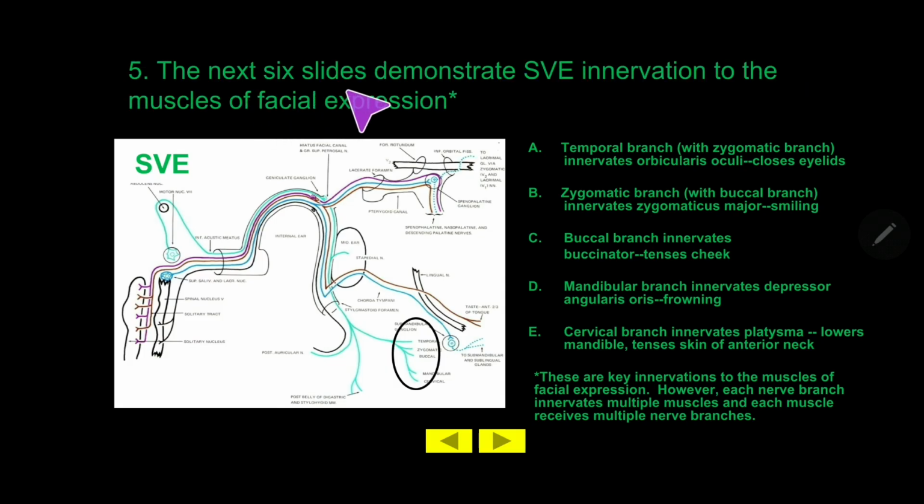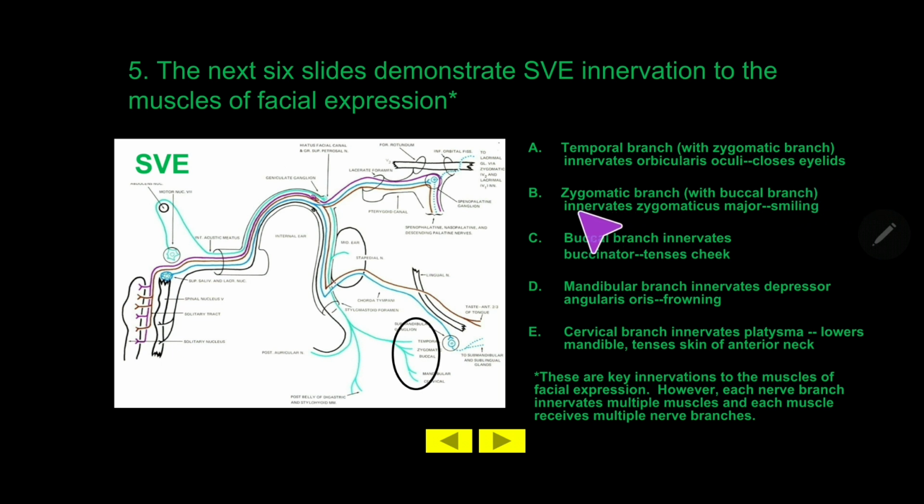Now in the next six slides I'll demonstrate the special visceral efferent innervation to the muscles of facial expression. Right? Temporal branch, a fast revision. What does it supply? Actually, the muscle orbicularis oculi has an upper part and a lower part. The upper part is supplied by the temporal branch, while the lower portion is innervated by the zygomatic branch. So together they innervate the orbicularis oculi and help in closing the eyelids.